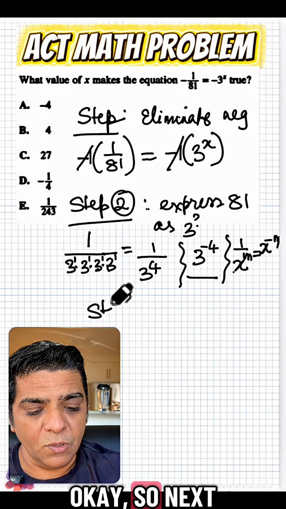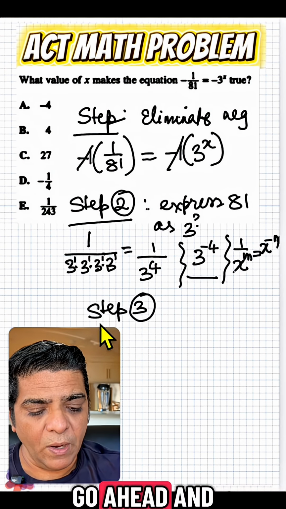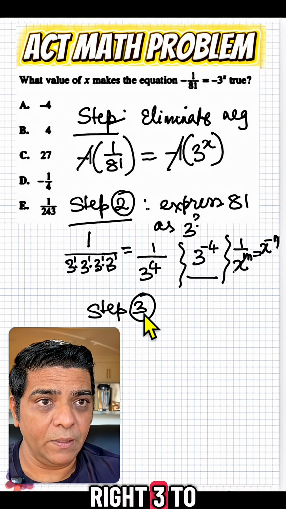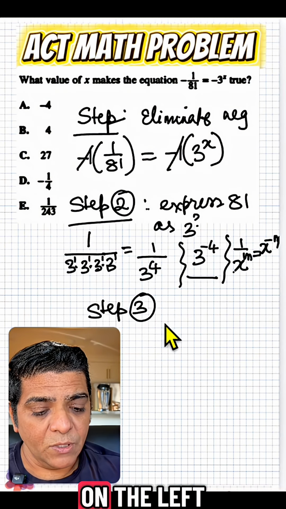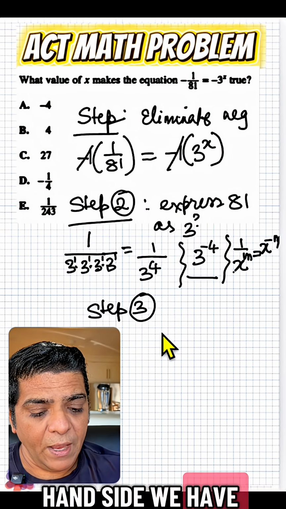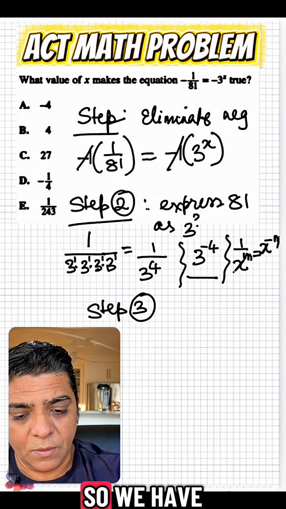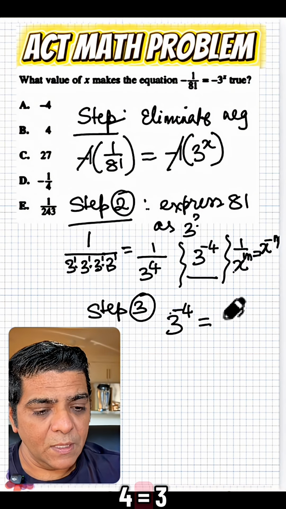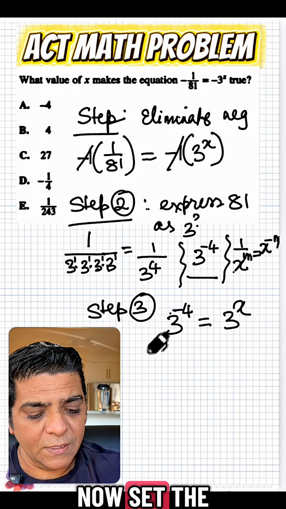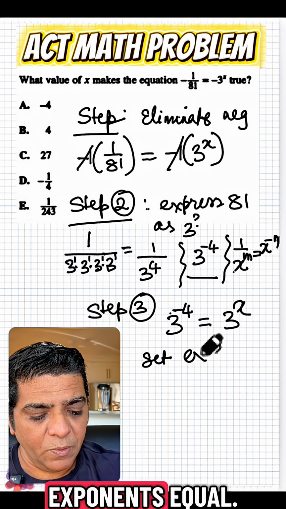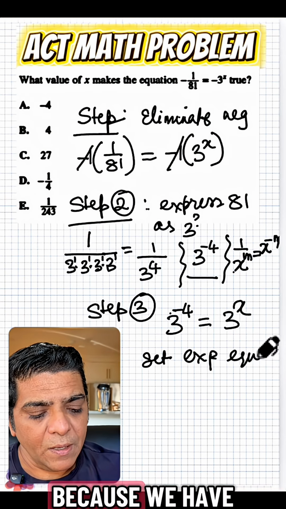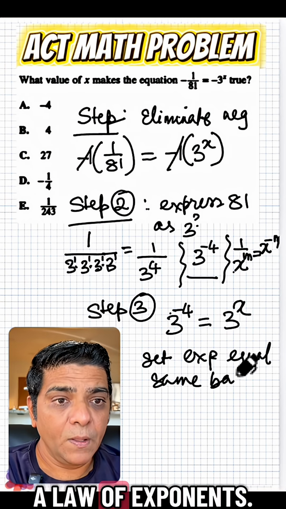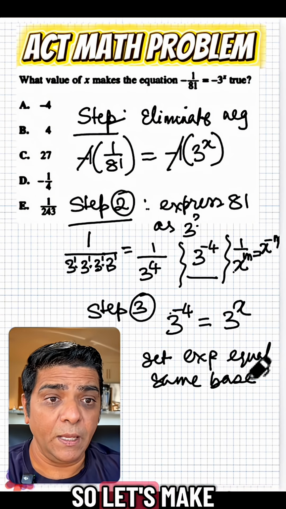Okay, so next step is let's go ahead and make our left equals right, because we have 3 to the power of x on the right hand side. On the left hand side we have 3 to the power of negative 4 equals 3 to the power of x. Now set the exponents equal. Why is that? Because we have the same base, and that's again a law of exponents. So let's make them equal.